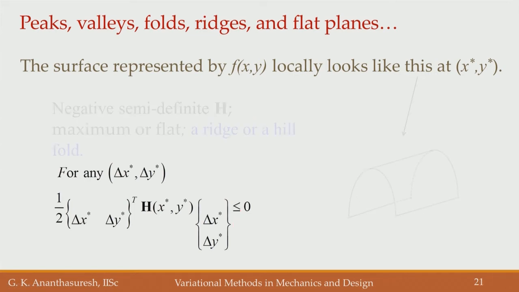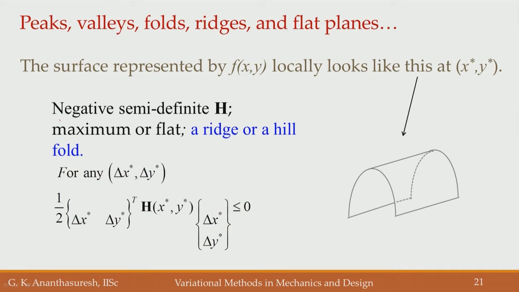Now, we can talk about negative semi definite. Then it is not strictly less than 0, that second order term is less than or equal to 0, that is a ridge or a hill fold. So, any point here going this way, it looks like it is flat. But if I go in the other direction, that is if I go like this, then actually you have a maximum or a flat.